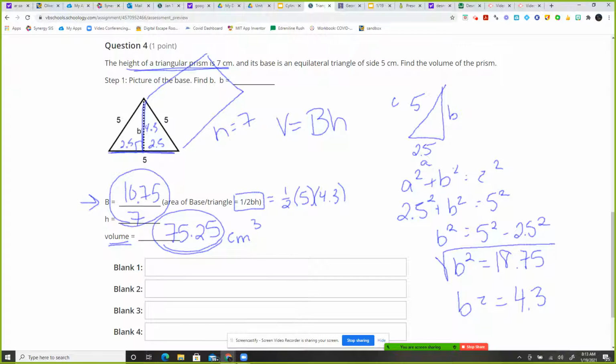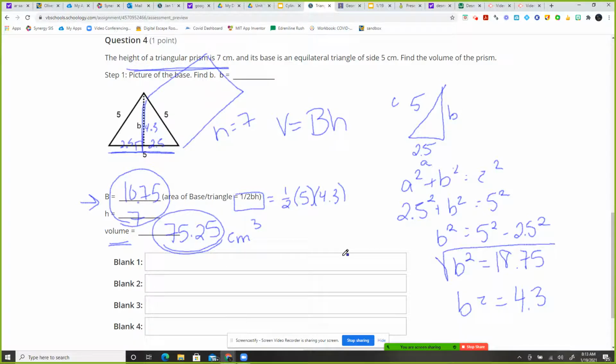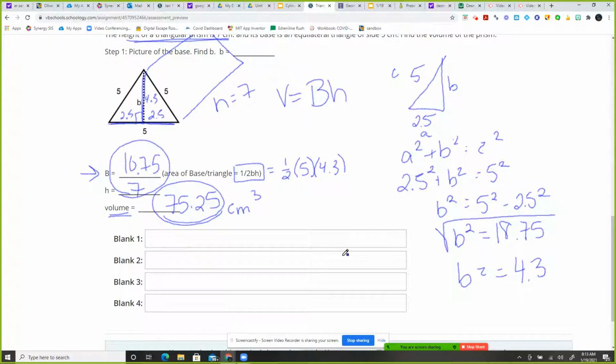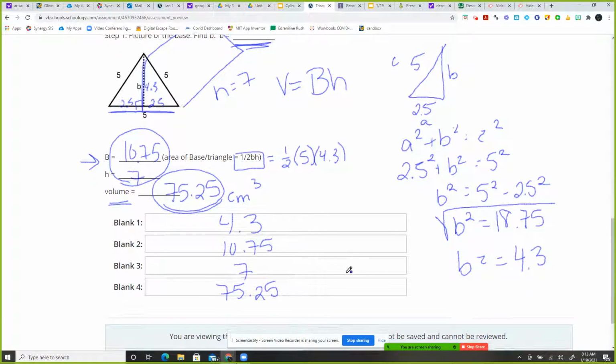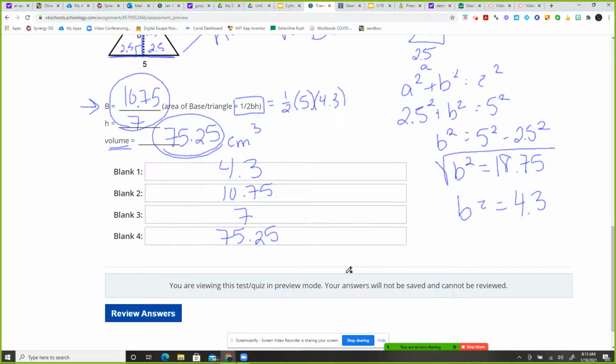Mm-hmm. It is. I was just looking at that. I'm like, wait, why are there 4 blanks? Because there was one at the top. So 4.3 and then 10.75 and then 7 and then 75.25 are what your blanks should be. And that is it.